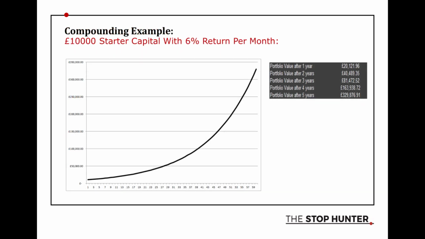Don't believe me? Well, have a look at this compounding example. Now, it is set in an ideal world, but we start with £10,000 and we make 6% return per month. Trading is not going to look like this unless you've got that high Sharpe ratio that we talked about, but it gives you an idea of how compounding can grow your account. So that £10,000 after 1 year has grown into 20, after 2 it's 40, after 3 81, after 4 150, and then by 5 years we've turned that 10,000 into £329,000. So just using that simple rule of compounding.